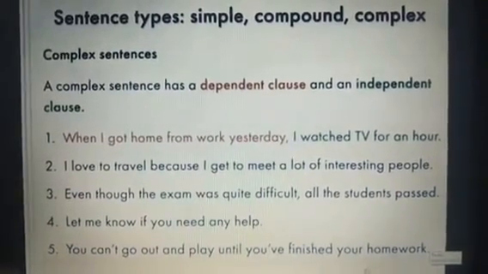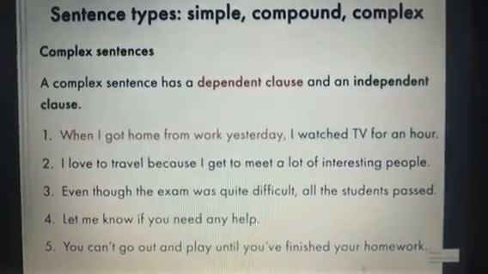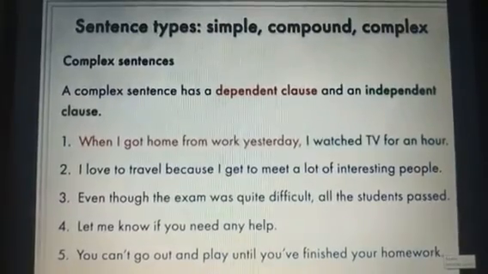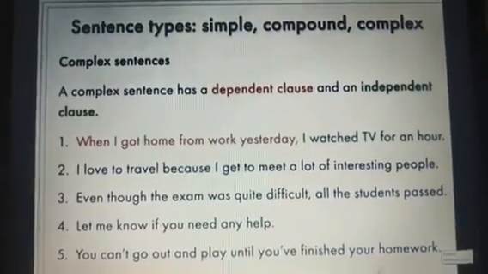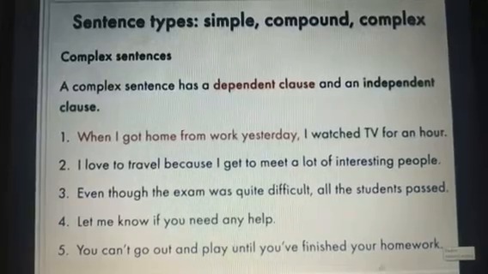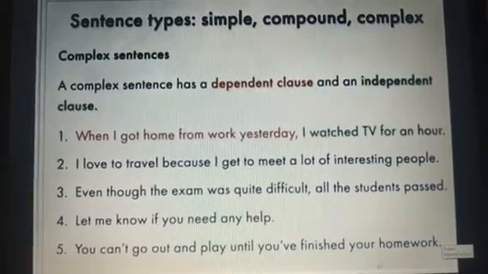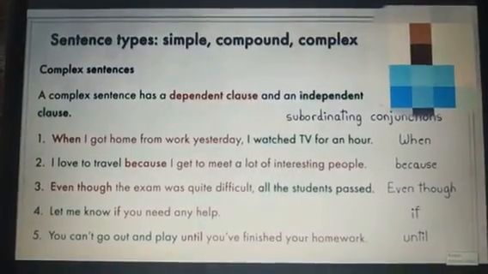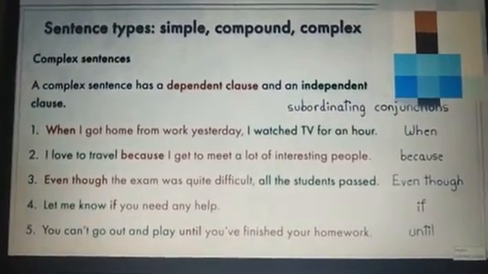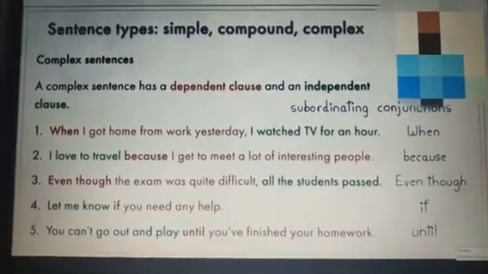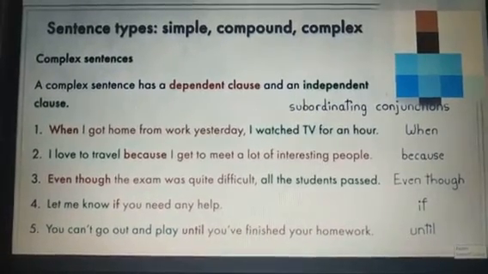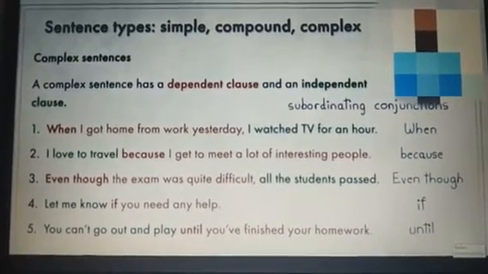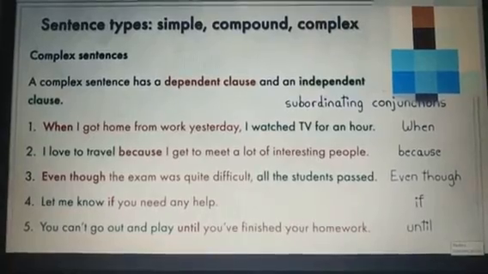Now, in all of these examples, you see the dependent clauses start with words like when, because, even though, if, and until. These words are conjunctions, but they are also called subordinating conjunctions. The dependent clauses are also called subordinate clauses. It means the same thing. So these conjunctions are subordinating conjunctions, and if you remember from the previous section, we connected independent clauses using coordinating conjunctions, and here we are using subordinating conjunctions.